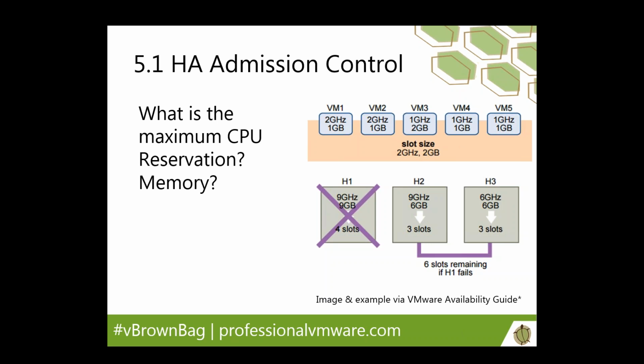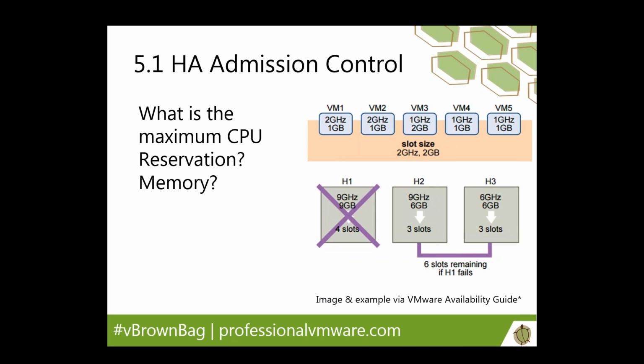with the 2 gig memory reservation. So that's going to determine our slot sizes, and then depending on our host, this particular example from the vSphere documentation resource, one of the resource guides, VMware Availability Guide. I've got it down below. They've used the example where they've got different size hosts within their environment.